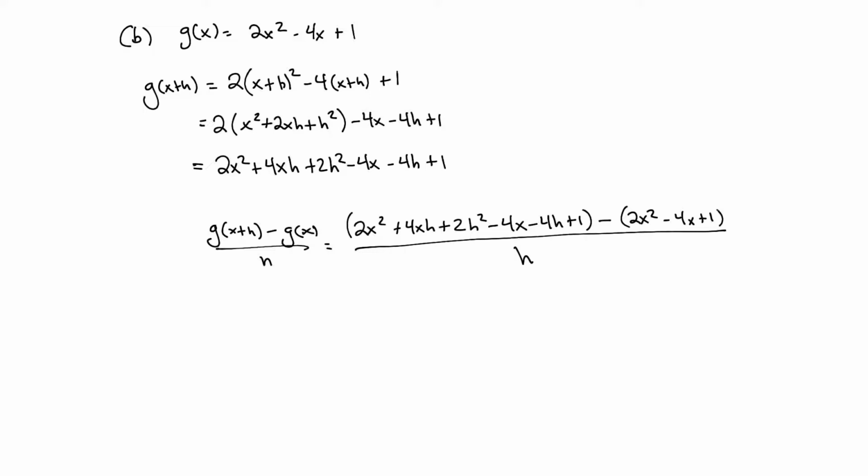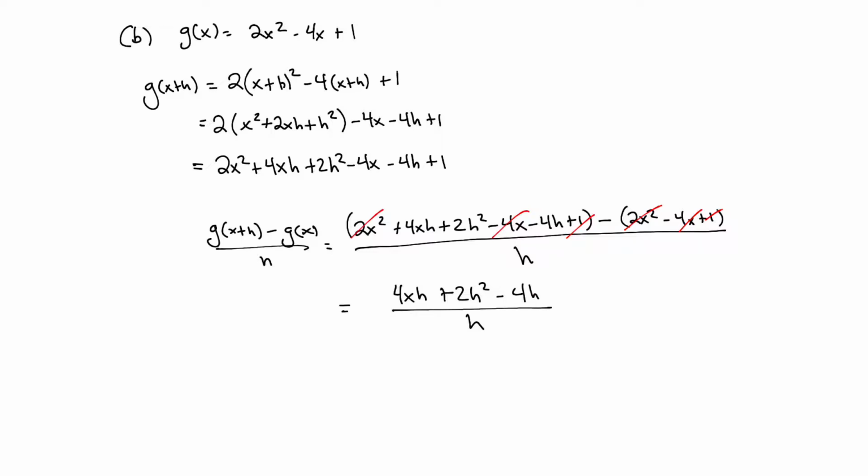But what you'll notice, when you distribute the minus sign in, and you can do all the nitty-gritty details if you want, is that the 2x squareds cancel, the 4x's cancel, and the 1's cancel. So what are we left with? We got 4xh plus 2h squared minus 4h all over h.